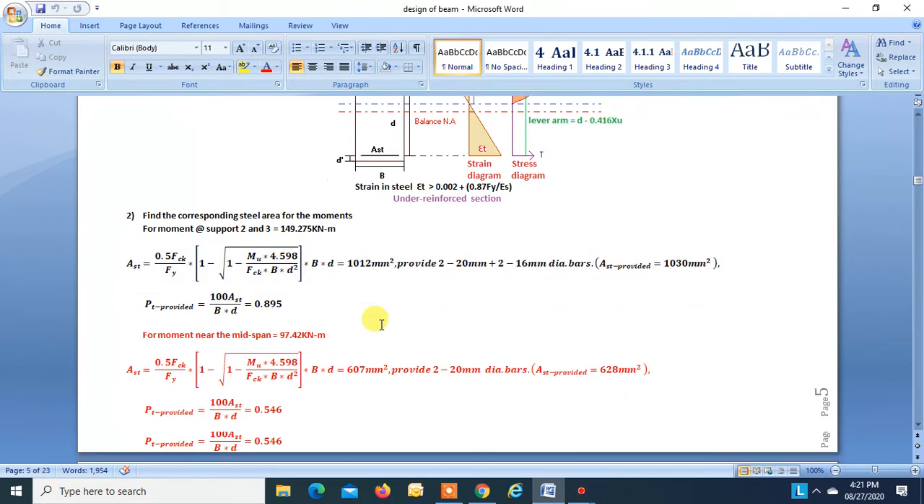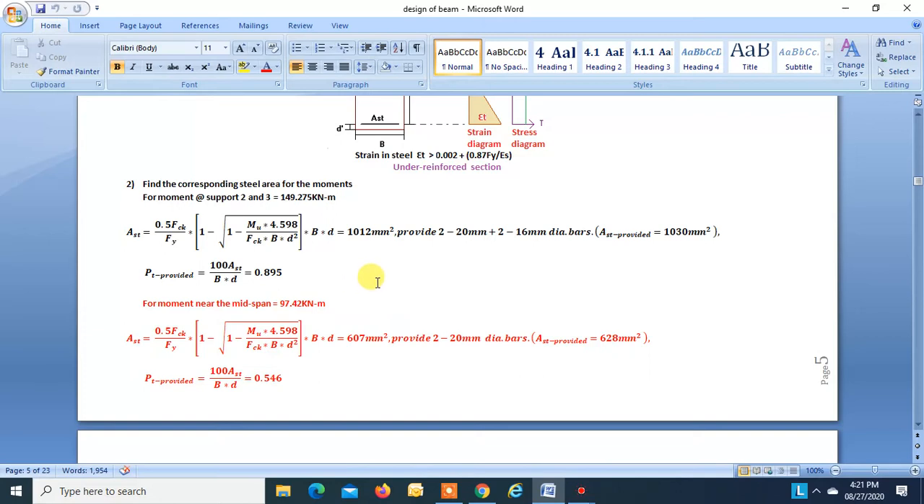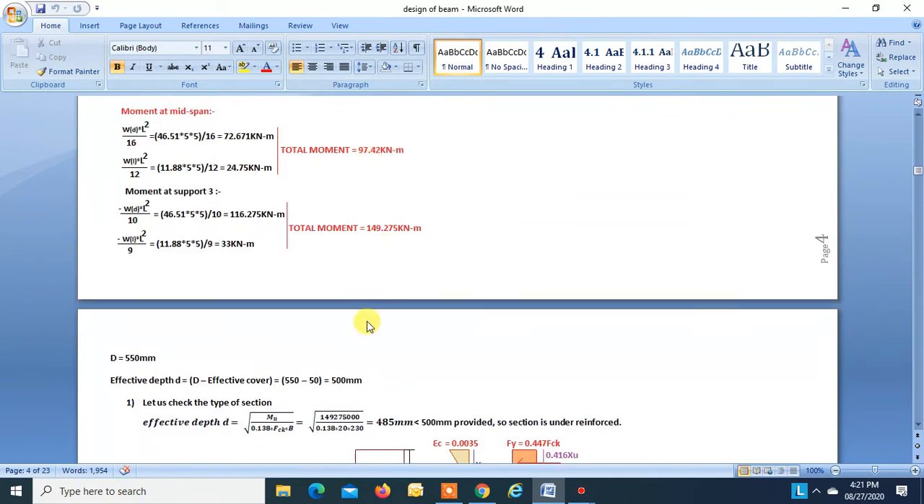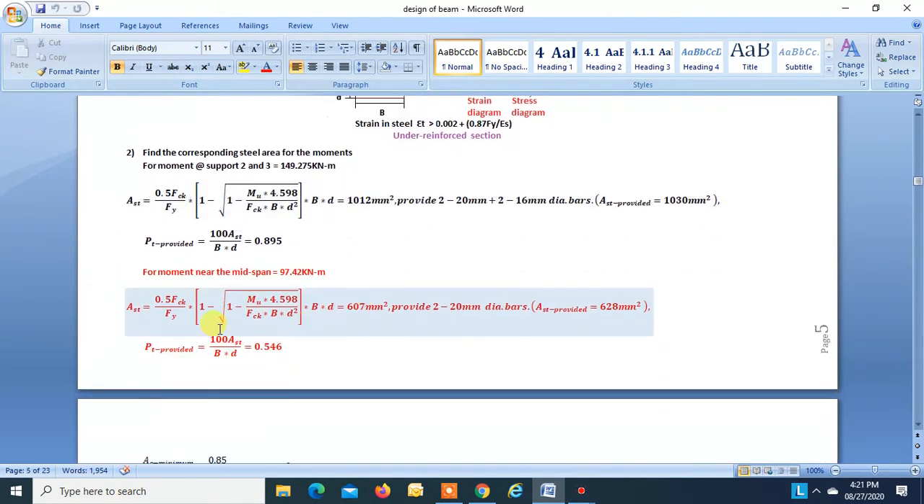Now let us find the steel at midspan. Over here you have to take the moment for the midspan, and that is 97.42. Putting this value, we get Ast required as 607 mm², so provide two 20 mm diameter bars, the area is 628, greater than this, and Pt provided is 0.546.